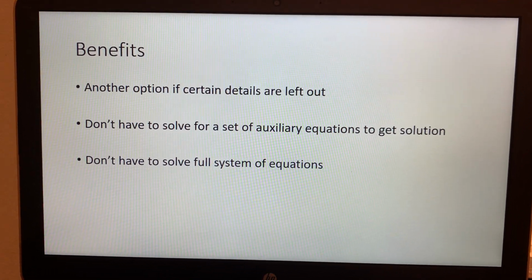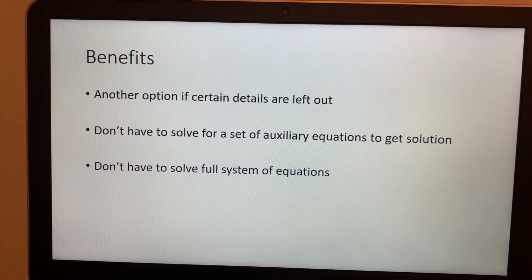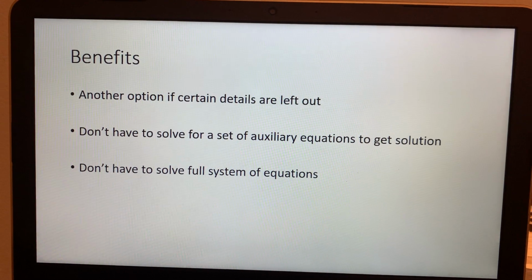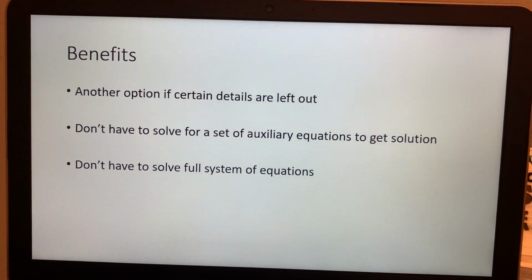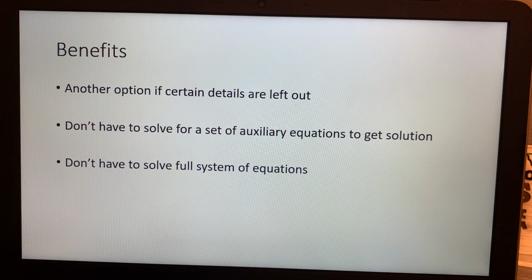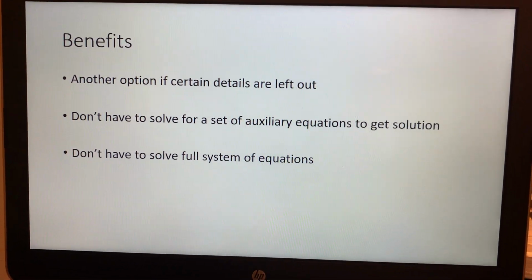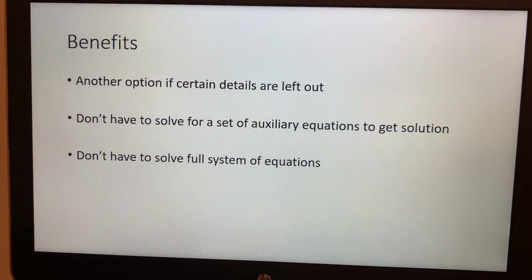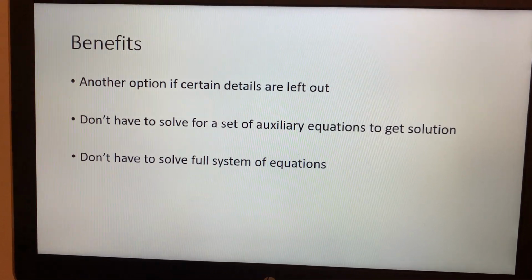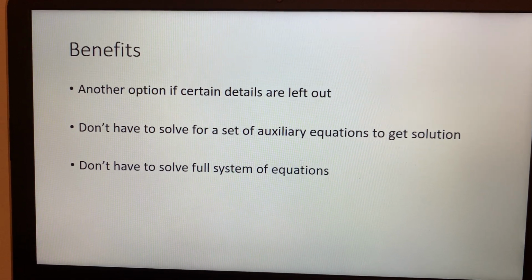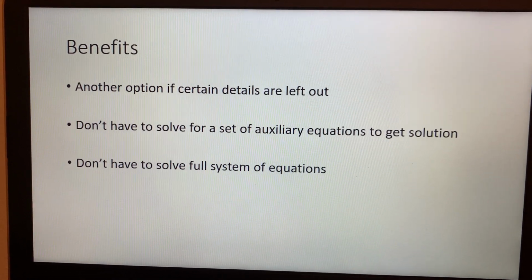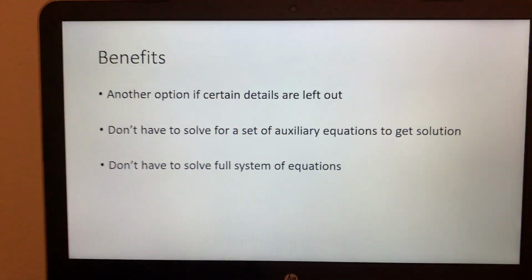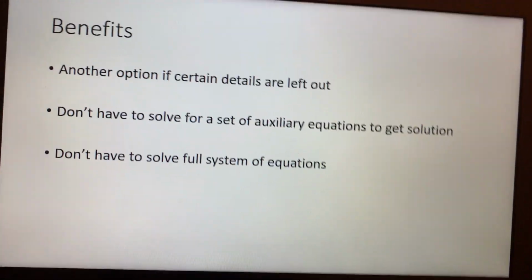So, the benefits of energy methods. It's another option if certain details are left out. It allows us to solve the problem without the information that we might need for the standard statics way of solving. You don't have to solve a set of auxiliary equations to get the solution, and you don't have to solve a full system of equations like you would without energy methods.